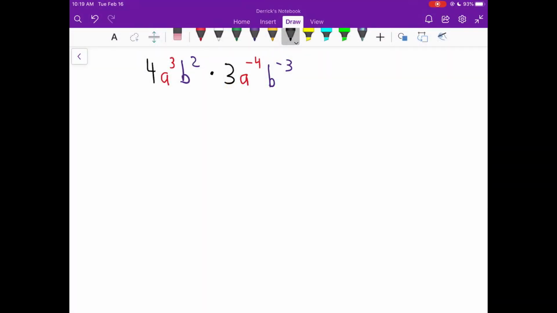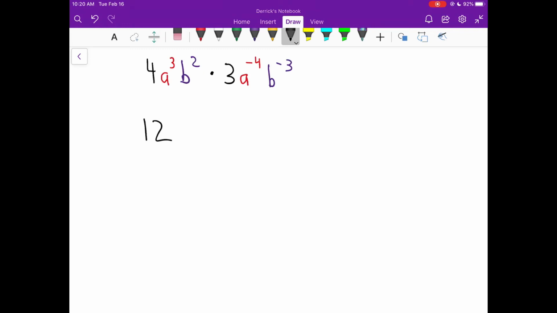So let's look at an example here of an expression that we want to simplify using our properties of exponents. We've got 4a to the third b squared times 3a to the negative fourth b to the negative third. Right off the bat, we've got 4 times 3. There's no exponents going on with those. They don't have any extra exponents than just their regular, to the first power. And they don't have any other powers going to them anywhere. So 4 times 3 is 12. You really can just keep it as simple as that. We're done with the number part of this.